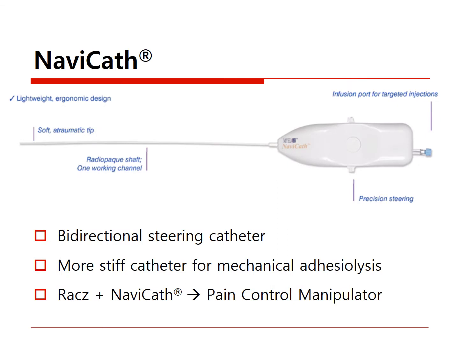This is a picture of the NaviCath used in epidural neuroplasty. The NaviCath is a bidirectional steering catheter which is a little stiffer than the Rex catheter, allowing mechanical adhesiolysis. However, since the catheter cannot be placed in the epidural space for a long time, like the Rex catheter, a product called pain control manipulator was also developed to improve this disadvantage.